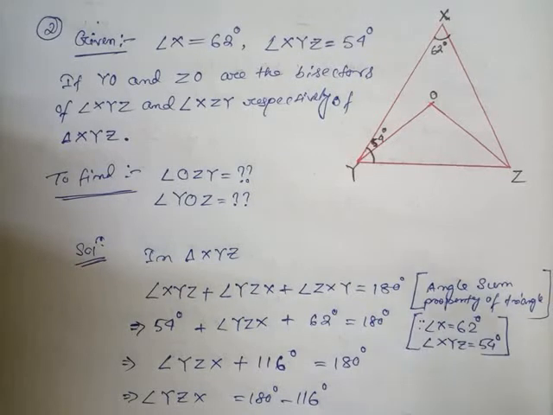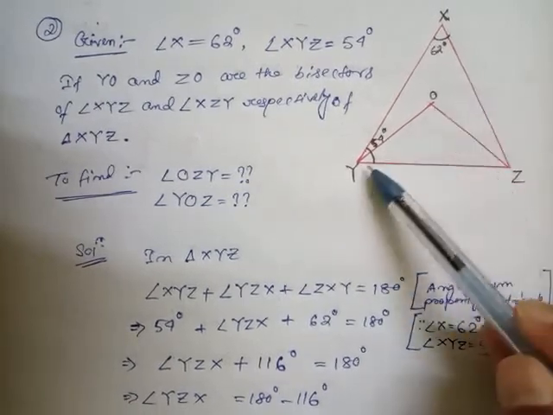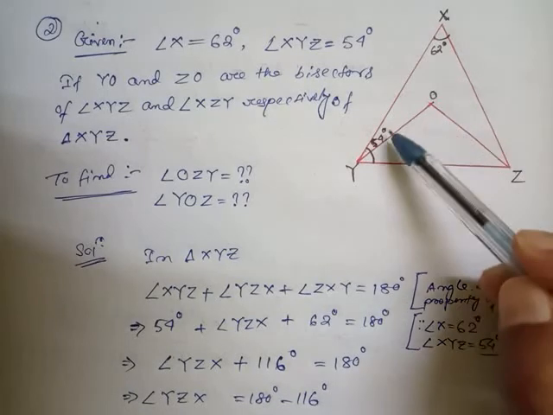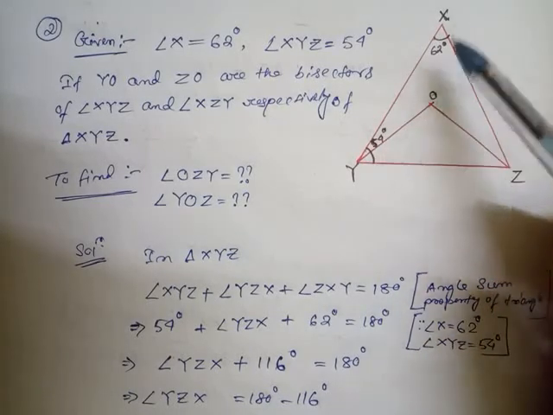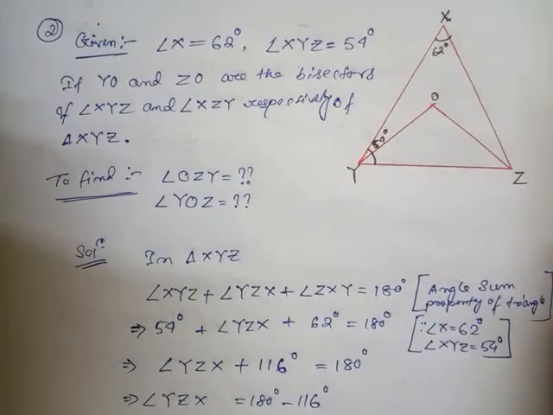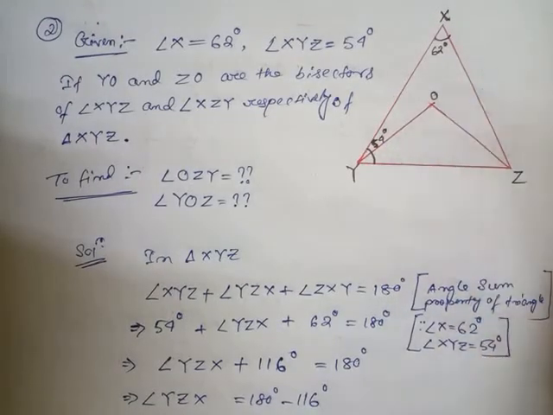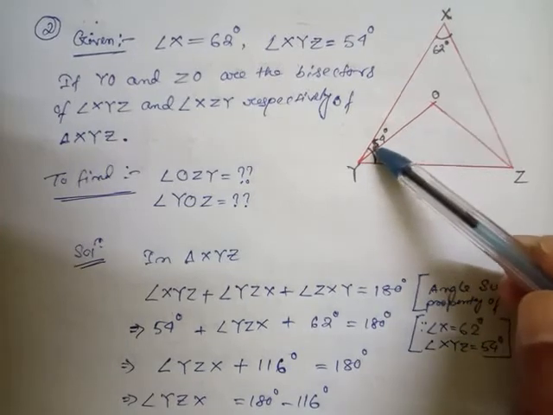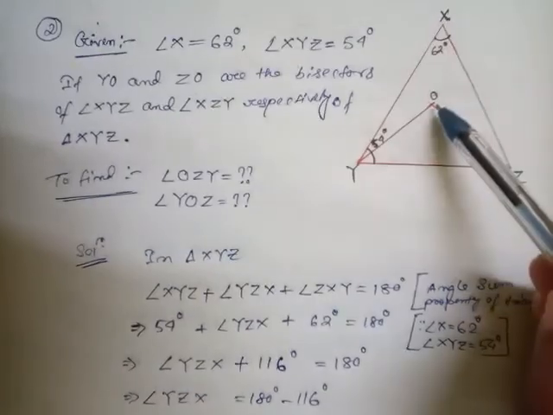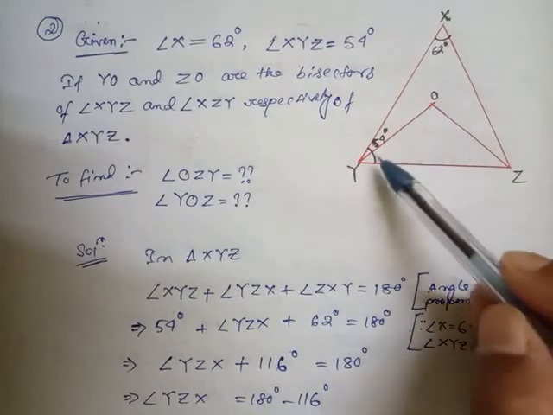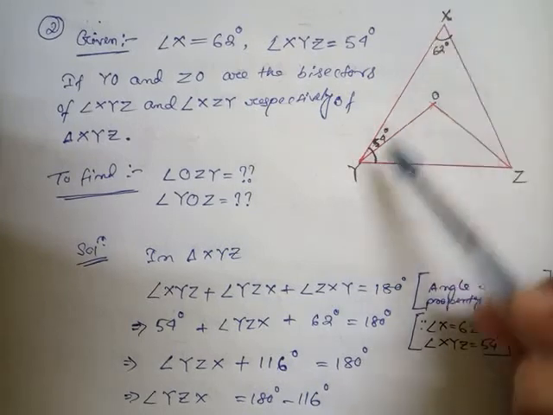Now student, look here that YO and ZO is the bisector. Now look student, if YO is the bisector, so angle XYZ will be divided into two equal parts. So angle OYZ, this angle is half of the whole angle since it is bisector. Already I told you that if it is bisector, then these two parts will be equally divided. So angle OYZ, this portion is half of angle XYZ.